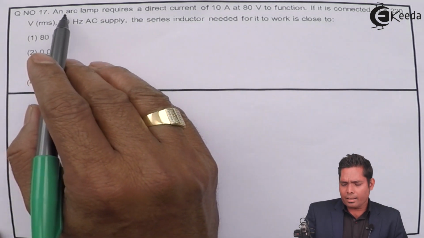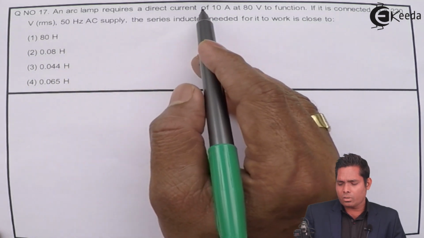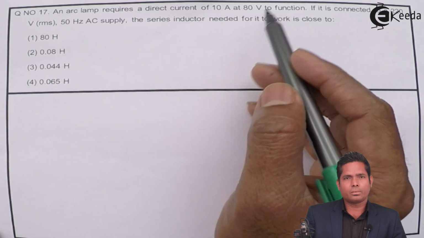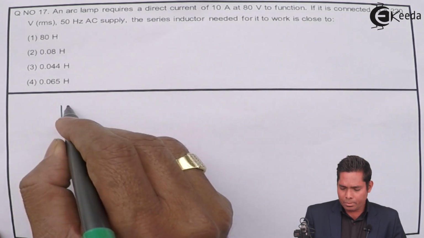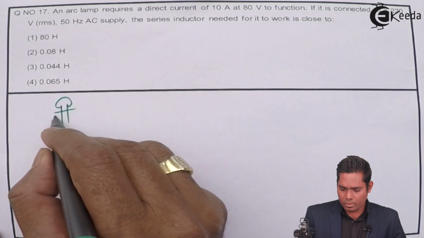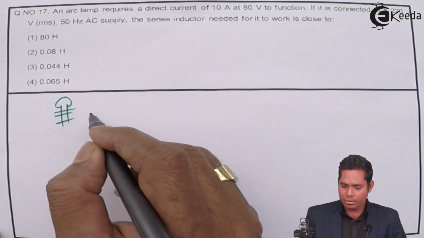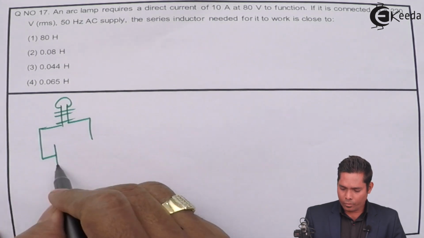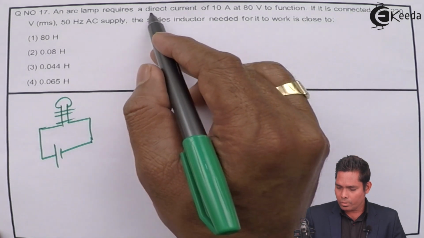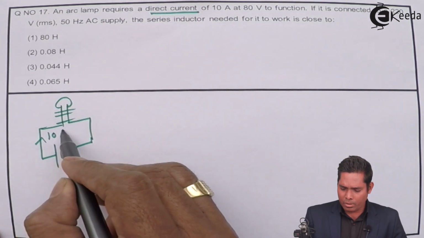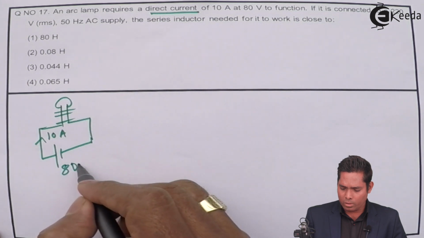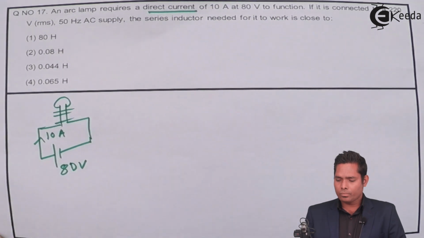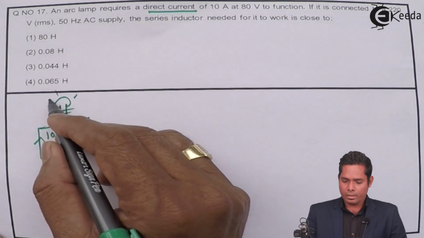This question says an arc lamp requires a direct current of 10 ampere at 80 volt to function. Suppose this is a lamp which is connected to DC. It needs 10 ampere to function and 80 volt. This is the voltage required and this is the current required to function. This will then give light.